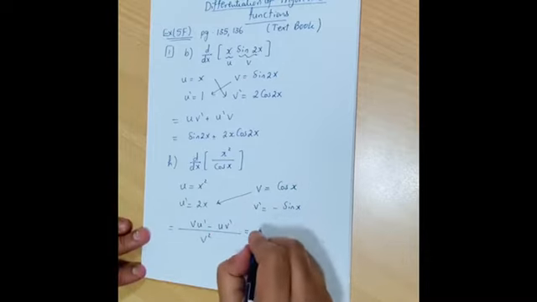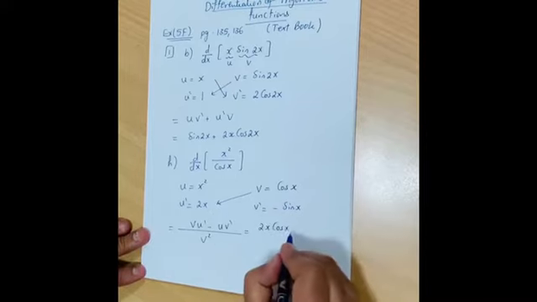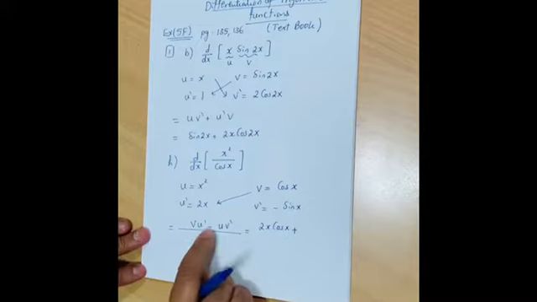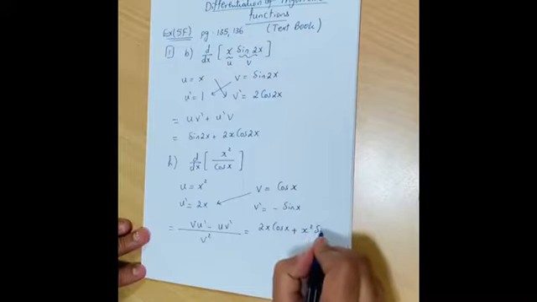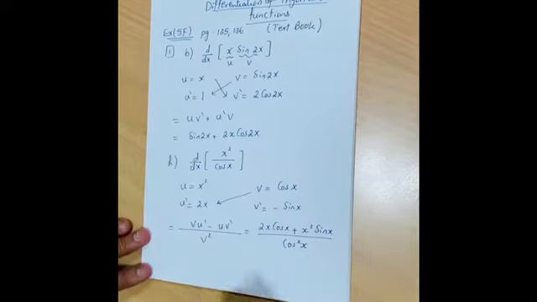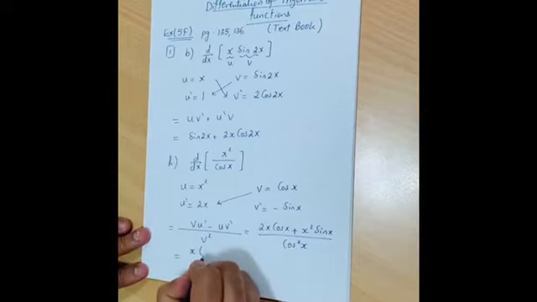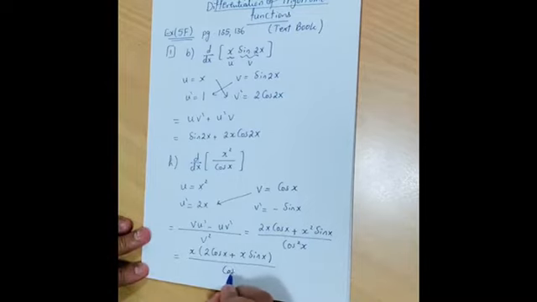So cosine times 2x is 2x cosine x, and then x squared times negative sine. Remember, negative times negative is positive because you have a negative sign here and the negative sign with the v dash. So uv dash is x squared sine x, over the square of the denominator, cosine squared x. Then for the final answer, if you want to write it in the simplest form, you take x as a common factor. Only x, you can take it as a common factor. So 2 cosine x is left from the first term and x sine x is left from the second term, over cosine squared x, and this is the final answer.